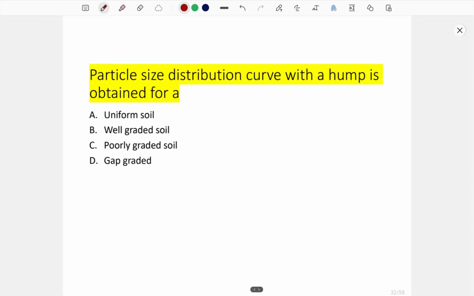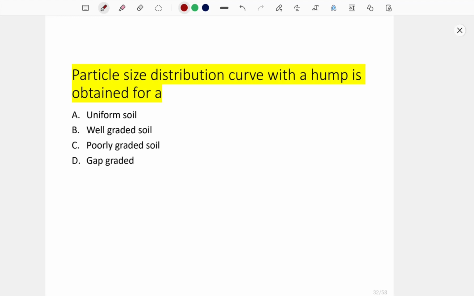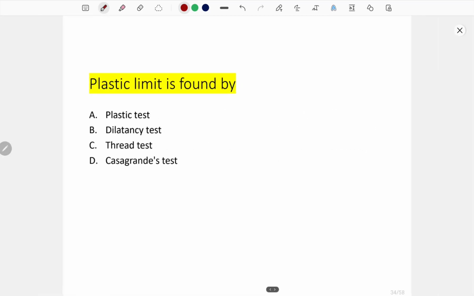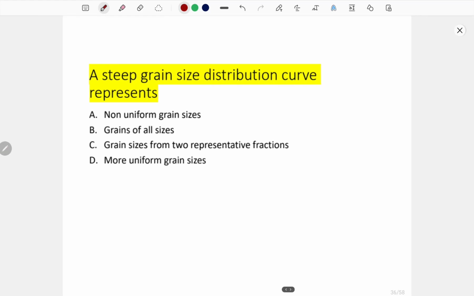So a particle size distribution curve with a hump can be obtained for gap graded soil. Plastic limit we have already discussed, that is found by the thread test, so C will be our answer. A steep grain size distribution curve represents more uniform grain size.